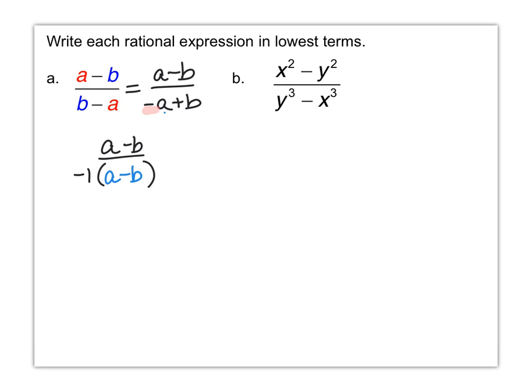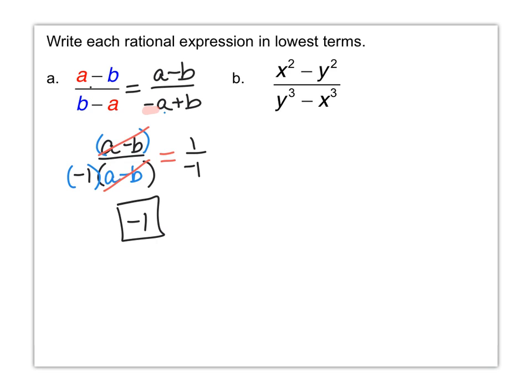Now we can see that the numerator has a factor of a minus b and the denominator has a factor of a minus b as well as this negative 1. With this common factor, greatest common factor of a minus b appearing in both the numerator and the denominator, we can simplify this result by dividing out, but don't forget that negative 1. We could write this as 1 over negative 1, which simplifies to negative 1. So that a minus b over b minus a can be written by factoring out a negative from the denominator. We can write this and see that we have a greatest common factor in both the numerator and the denominator. Let's look at part B.